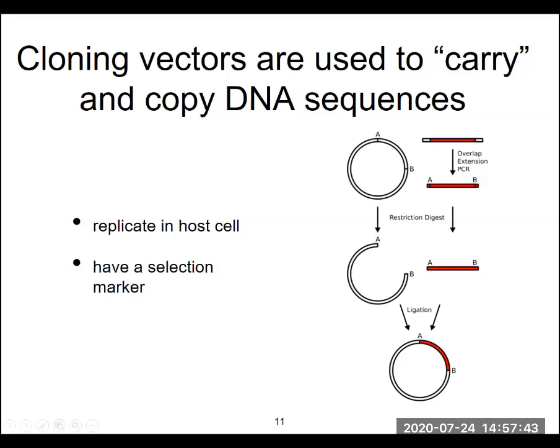They often have a selection marker so we can figure out where this is, make sure we isolate it and inject it into the host cell that we're looking at. And so the selection marker isn't important. It just means that we have a way to identify our recombinant DNA molecule when we're working with it.